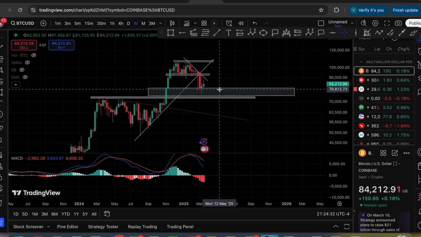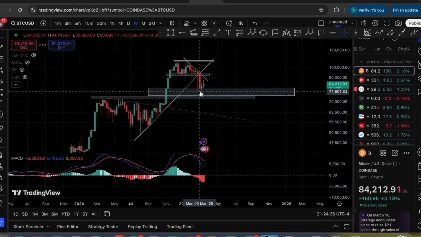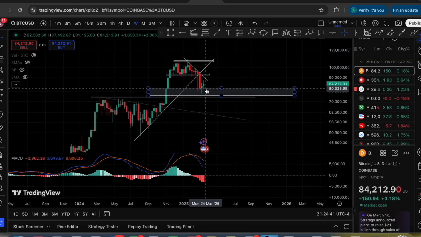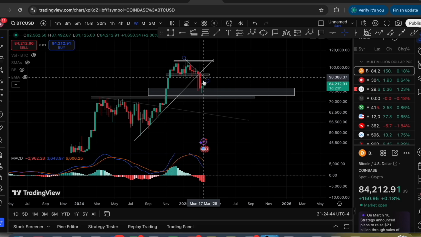We got the 0.5 here and the 0.618 at the bottom. It's a strong level of support to continue the price action to the upside. So let's see if it plays out and we start creating that momentum.